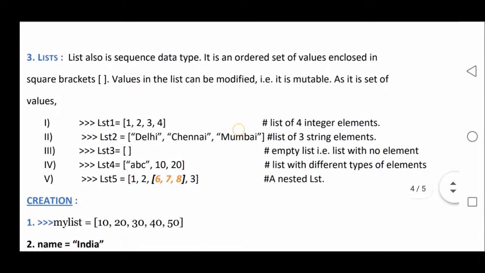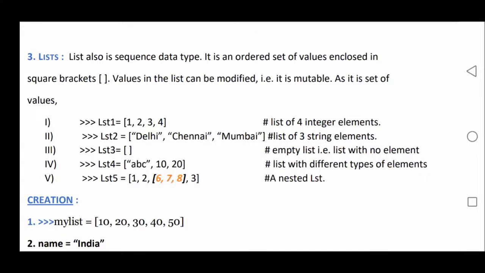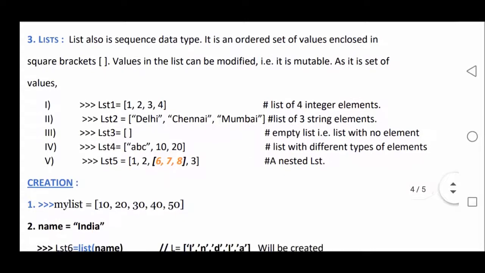Let's go on to the next category of mutable ones. The third data type, which is also a mutable one, is lists. It's again a sequence of data types, and there can be members of any type inside a list. We make use of square brackets, unlike curly brackets which were used for dictionaries and sets, for creating lists. The values in the list are mutable, that means they can be changed by making use of index positions.